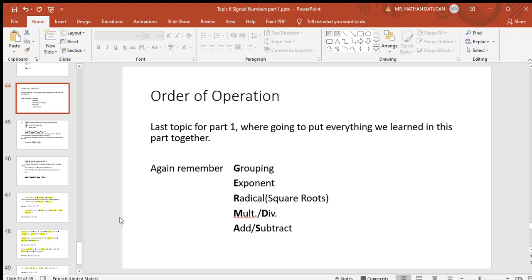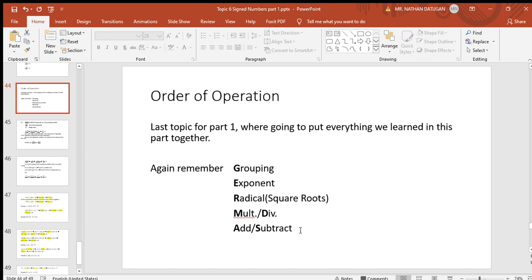Now this is the last part of topic 6 part 1, which is order of operation. Again, order of operations, if you don't remember, is grouping symbols, exponents, radicals, or more importantly, square roots, multiplication, division, addition, subtraction. Multiplication, division, what's the rule between them? Left to right. Okay? If division comes first, we do division first, not multiplication first.